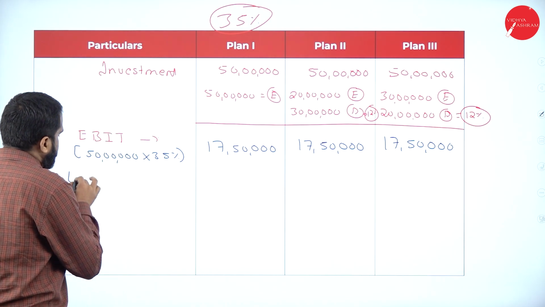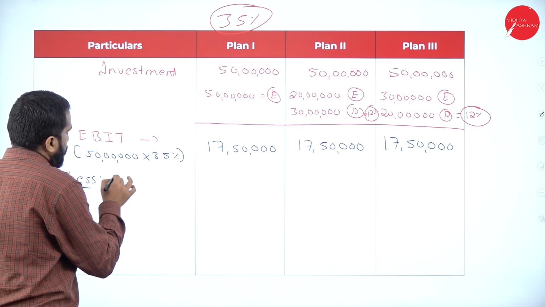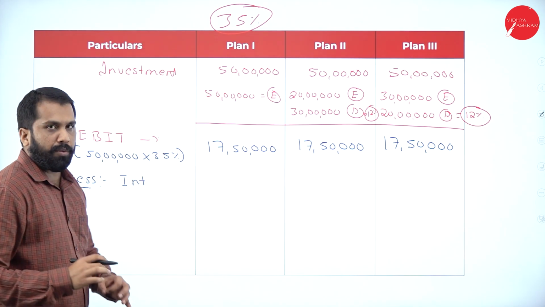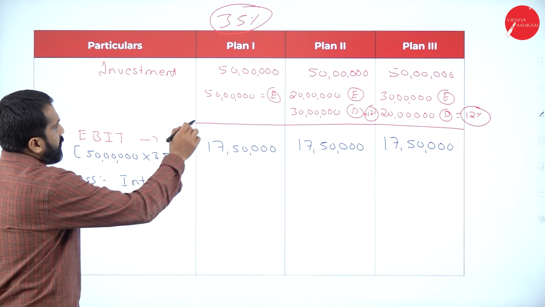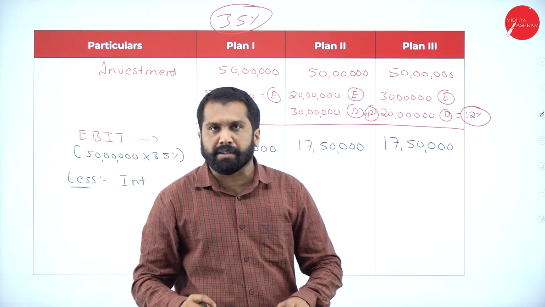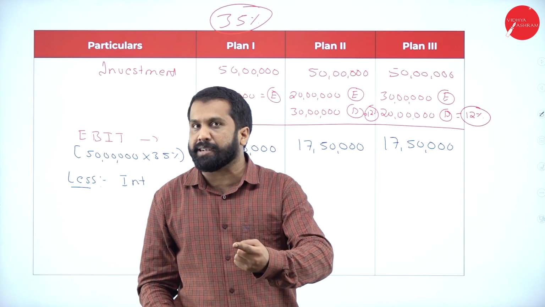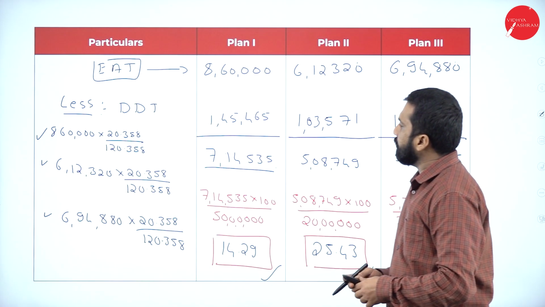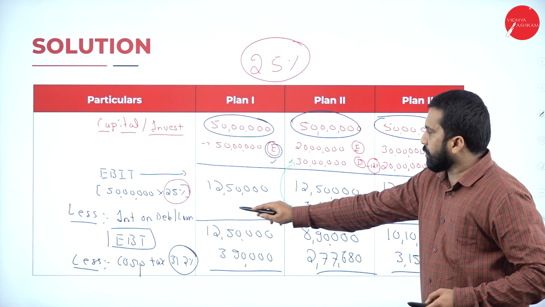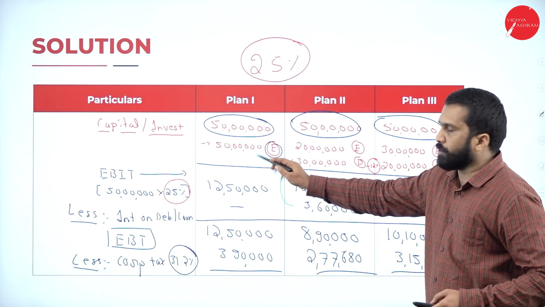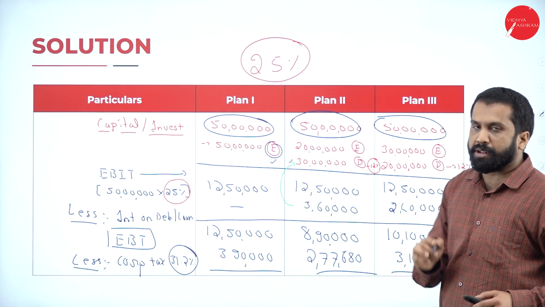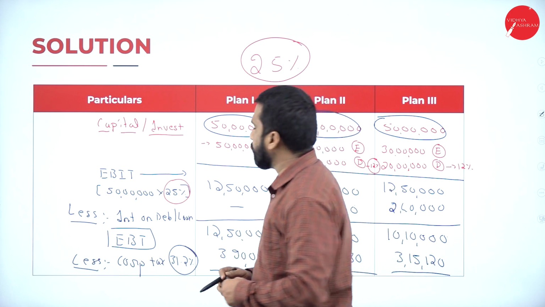Now what is the format? Minus interest. How to calculate interest? Very simple. In the second part, my suggestion, don't calculate interest. Why? Because you already calculated. It will not change. See? Already calculated interest. First option, there is no interest because there is no debenture. Second option, 3,60,000, 2,40,000. Already calculated. Copy and paste.